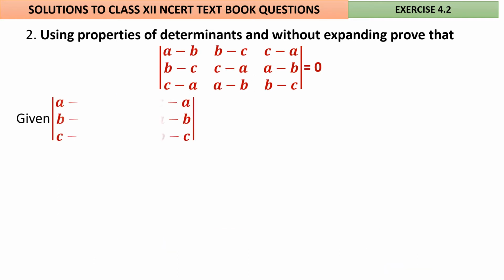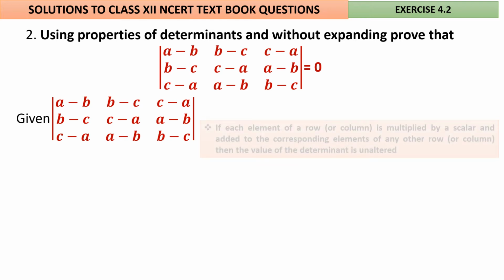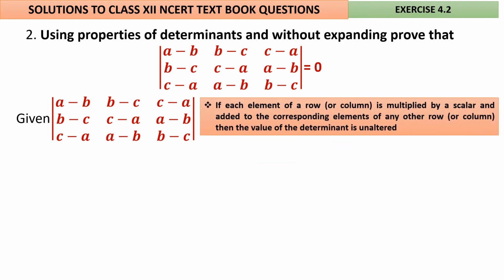Let us go to the second question now. Using properties of determinant and without expanding it, show that the determinant with rows (a minus b, b minus c, c minus a), (b minus c, c minus a, a minus b), (c minus a, a minus b, b minus c) is equal to 0. If each element of a row is multiplied by a scalar and added to the corresponding element, the value of the determinant is unaltered. We have to show that it is 0. If you do something we don't want, that 0 should go to some other number. But remember, if I use this property, the value is unaltered.